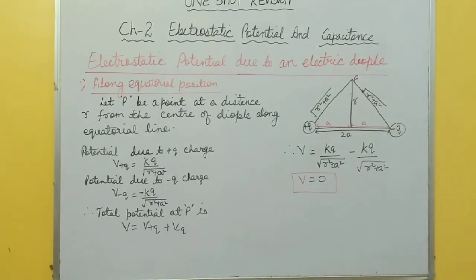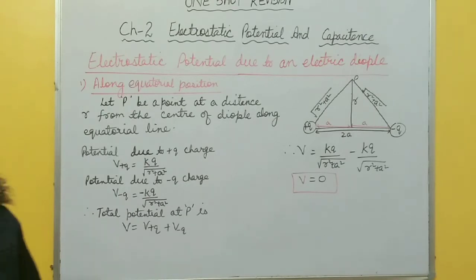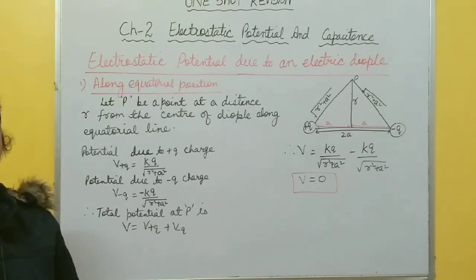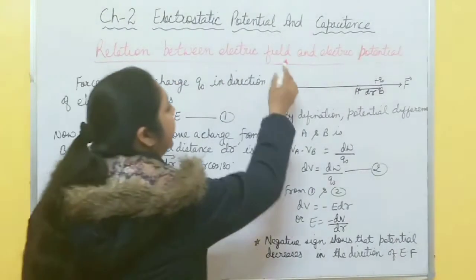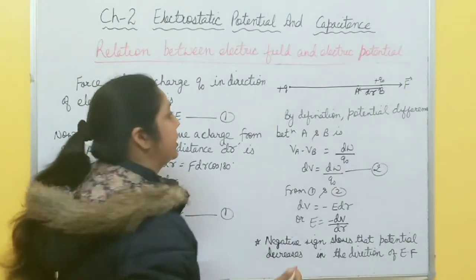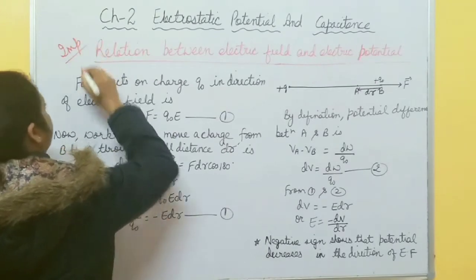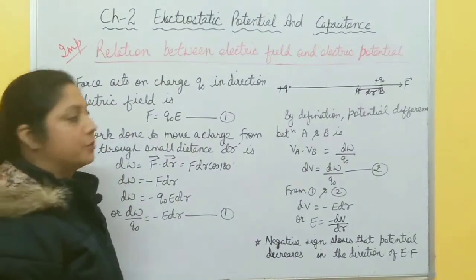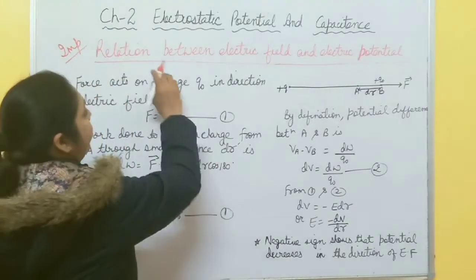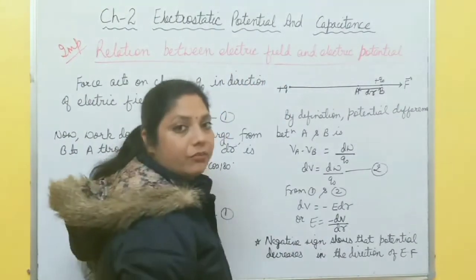Take a screenshot. Then one more important point, which generally comes in 2 or 3 marks questions: the relation between electric field and electric potential. Next, the relation between electric field and electric potential. This topic is also very important. It may come in generally 2 or 3 marks questions, right? You have to find the relation between electric field and electric potential.